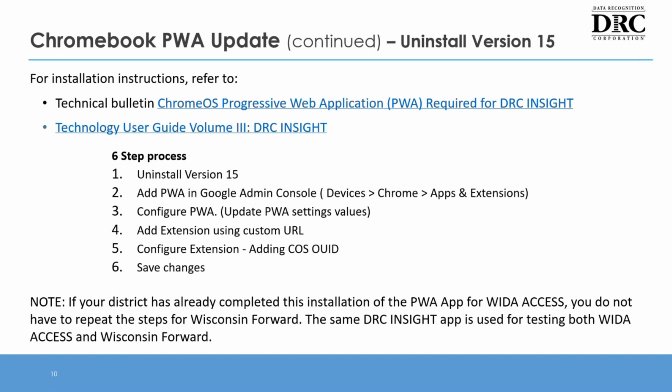A full description of these steps, including that custom URL, is available in both the Technology User Guide as well as a technical bulletin regarding the PWA app. And our DRC Help Desk customer service team is always happy to help if you run into any issues along the way. Also note that if your district has already completed this installation of the PWA app for WIDA Access, you will not need to repeat the steps for Wisconsin Forward. The same DRC Insight app is used for testing for both WIDA Access and Wisconsin Forward, so it's really a one-time process. If you already did it, there's nothing else you need to do.